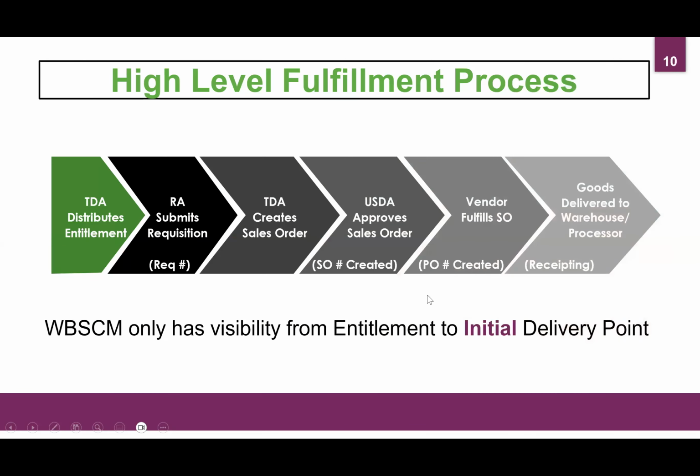Okay, so WebSCM only has visibility from entitlement to initial delivery point. The initial delivery point will be the warehouse or state contracted for the recipient agency for direct ships or processors. Recipient agencies will use processor warehouses' tracking systems when materials requested in WebSCM arrive at the designated ship-to or initial delivery point.